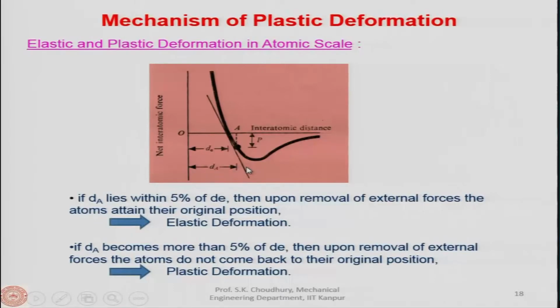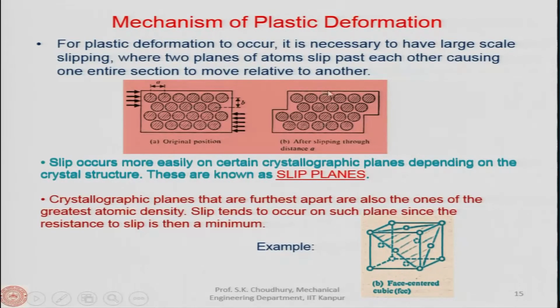Because there is no permanent deformation. Now, if of course this becomes more than 5% of the equilibrium position, then upon removal of external forces, the atoms do not come back to their original position. So, in that case it will be staying here, and the two layers of atoms have moved, that is it. Now, you remove the force and still the position will be retained. Okay. That is like in this case as it is shown here.